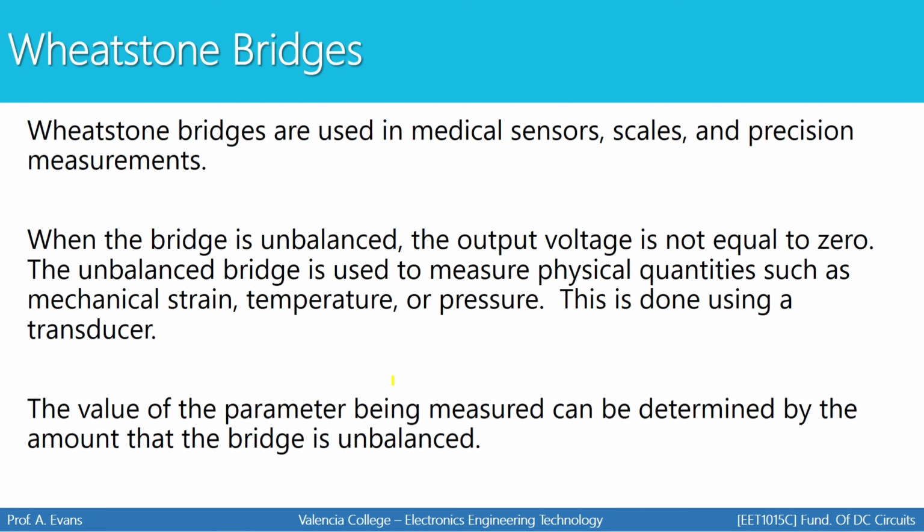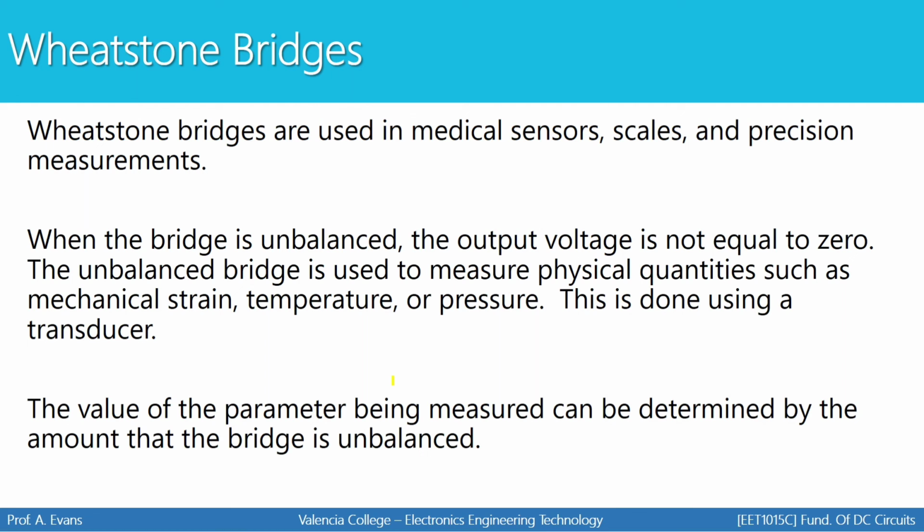Wheatstone bridges are used in medical sensors, scales, and precision measurements. When the bridge is unbalanced, the output voltage is not going to equal 0. The unbalanced bridge is used to measure physical quantities like mechanical strain, temperature, or pressure, and that's done using a transducer. The value of the parameter being measured can be determined by the amount that the bridge is unbalanced.